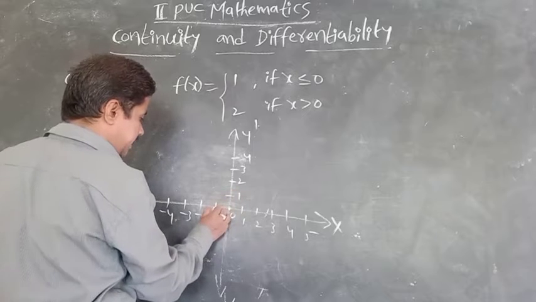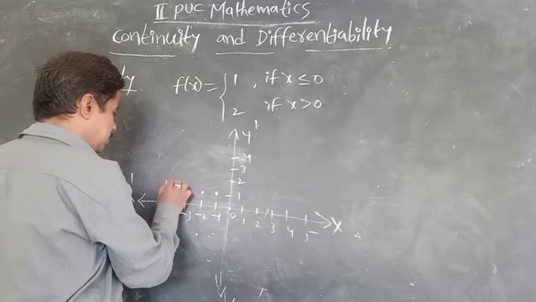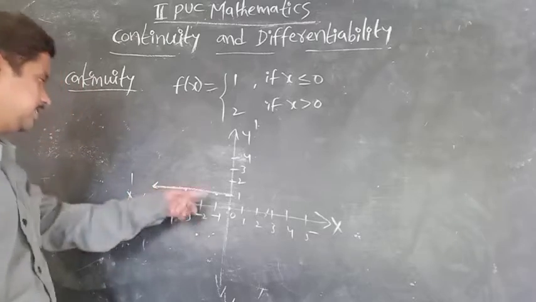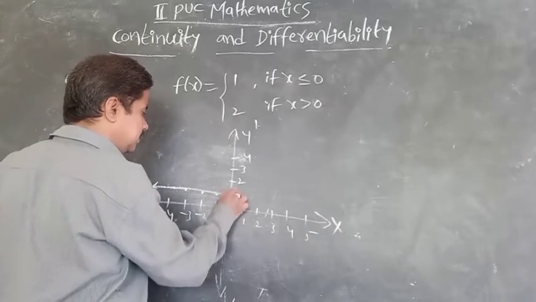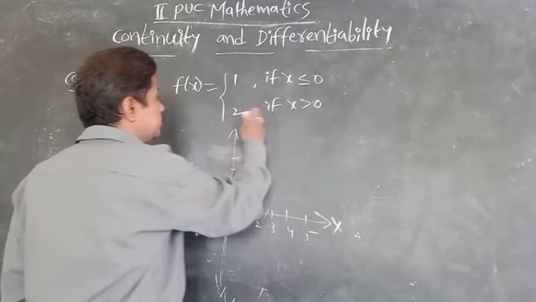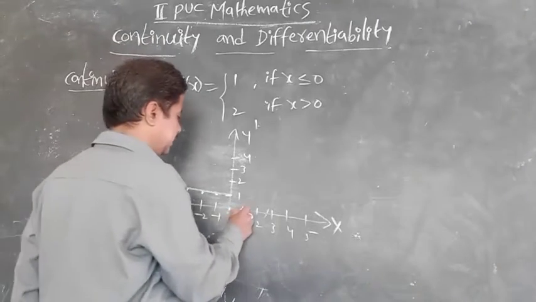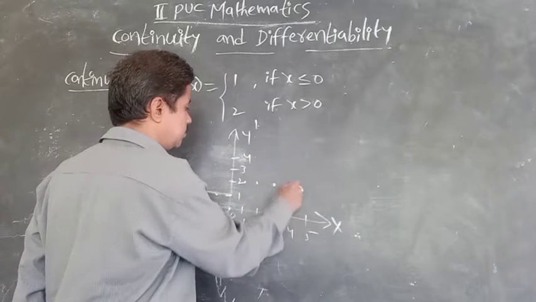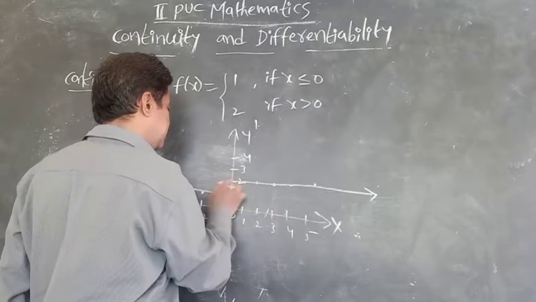So for minus 1, the value is 1; for minus 2, it is 1; for minus 3, it is 1. So if you draw like this, this is a graph. After that, at either 0 or 1 zero. Next, x greater than 0. x greater than 0 means 1, 2, 3 like this. So at 1 it is 2, at 2 it is 2, at 3 it is 2, at 4 it is 2, like that. So at 0 it is there.